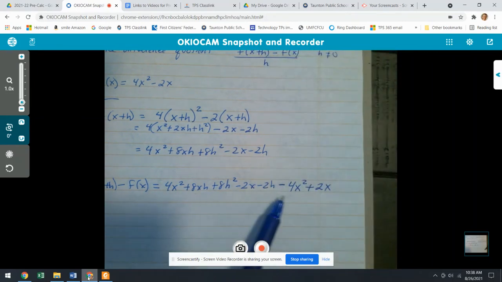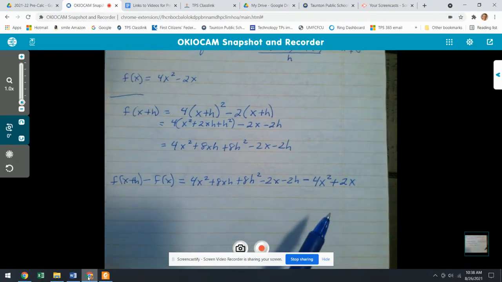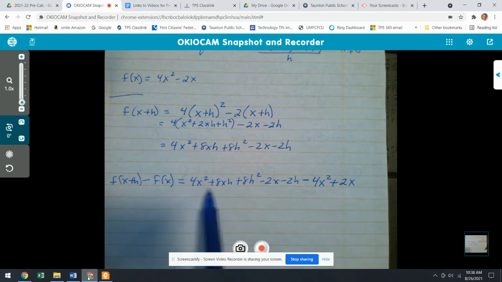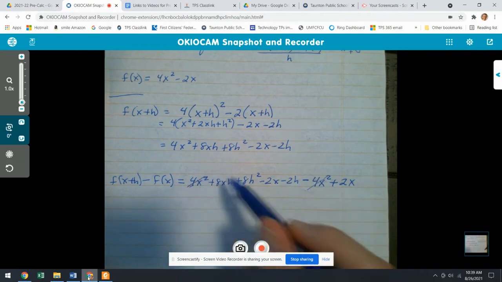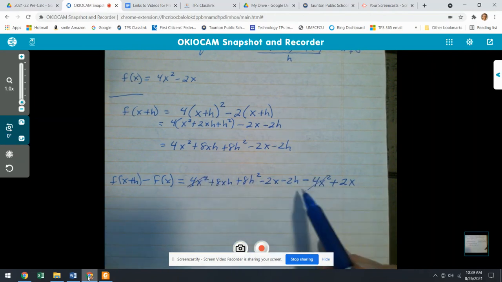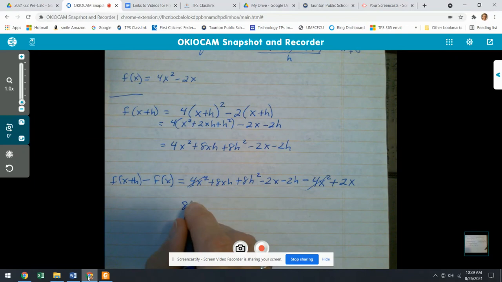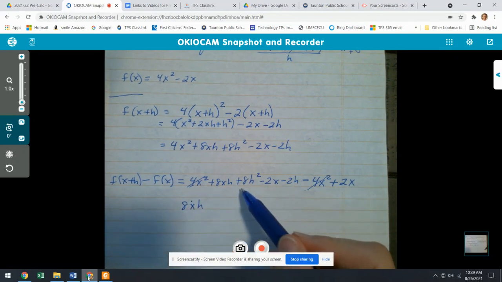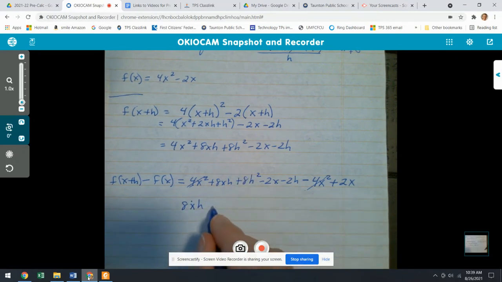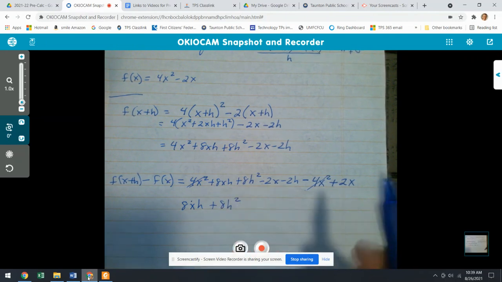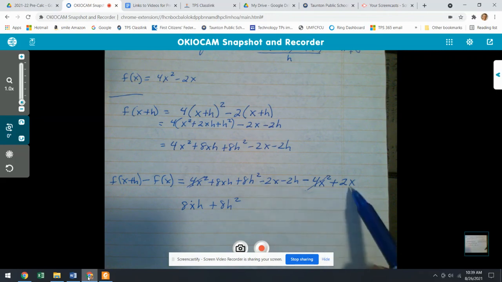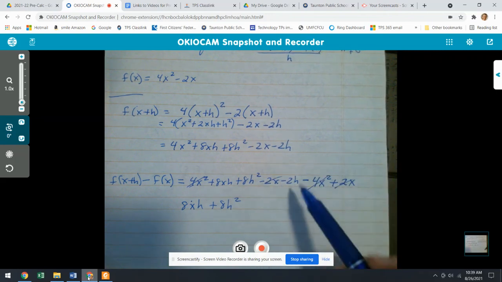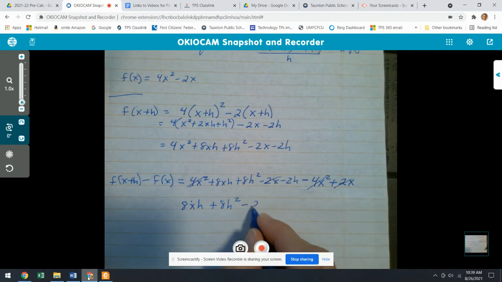What I'm going to do is clean this up if possible, and then we'll put the h underneath it. Okay, so we have a 4x squared, and we have a minus 4x squared, so those will cancel out. I have an 8xh. I don't have any other xh's. I have a 4h squared and no other. Let's see. I have a minus 2x and a positive 2x, so those are gone. And then the last term I have is a minus 2h.